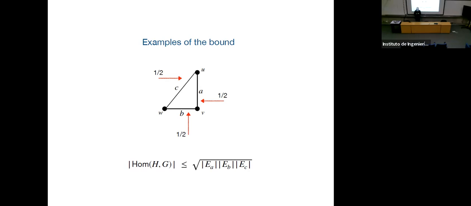So H is considered to be a small pattern and G to be a huge graph. That's the difference, intuitively. So in H, you have a single edge labeled A. In G, you can have many, for instance M1, M2, M3. And this is squared.